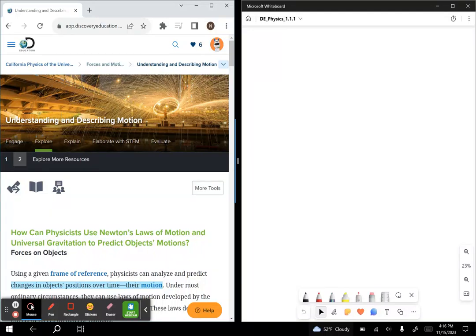All right, let's go ahead and take a look at explore number 2 of understanding and describing motion. We'll start by getting our template for taking notes ready here. Go ahead and write down the date that you're taking these notes.